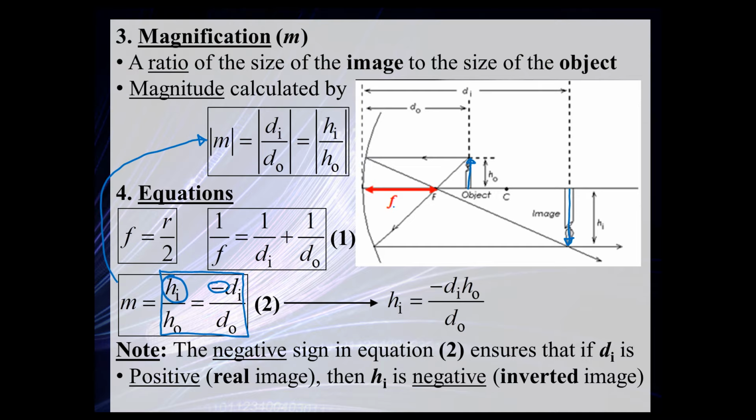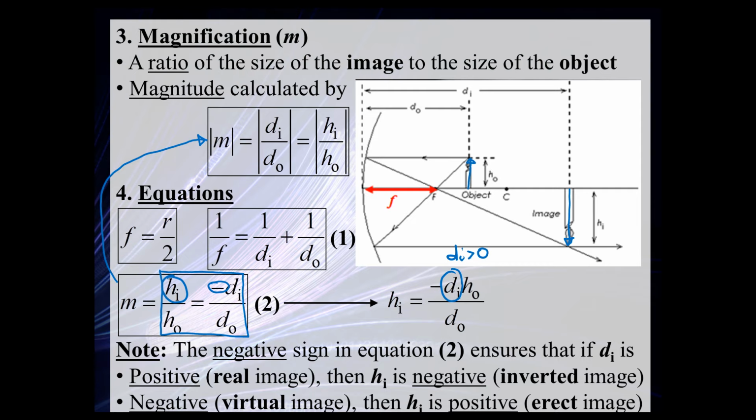So think about this here. Let's say you have a real image. If you have a real image, that means that your di value would be positive. It's greater than 0. So if we plug all the numbers into the equation here, if we had di positive, ho positive, and do positive, and you multiply by that negative, that would give you a negative hi value, which is inverted. Therefore, it's forcing you to get the inverted orientation if you're dealing with a real image.